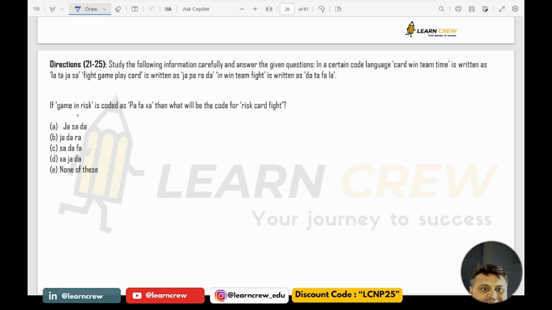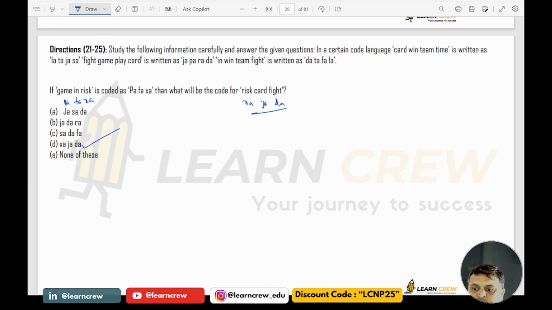Next, the 25th one. Game in risk. In is already FA. Game can be PA or RA, and it is given as PA. Risk is the word which is not there in the given words, so PA, FA, XA. Then what will be the code for risk card flight? Risk is XA, card is JA, flight is DA. XA, JA, DA. Option D is correct.